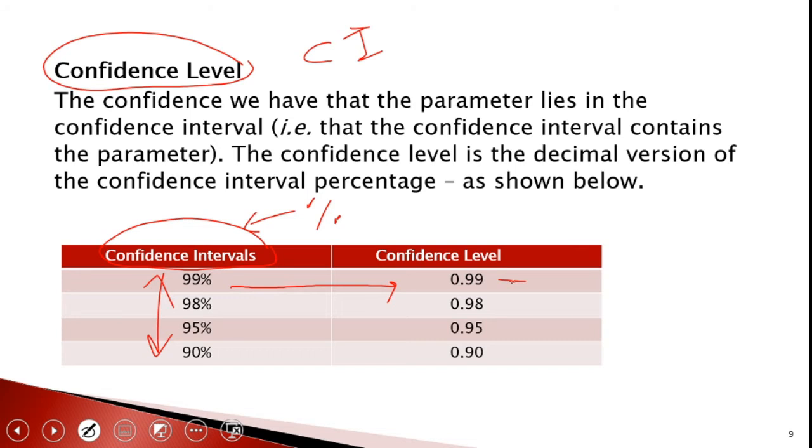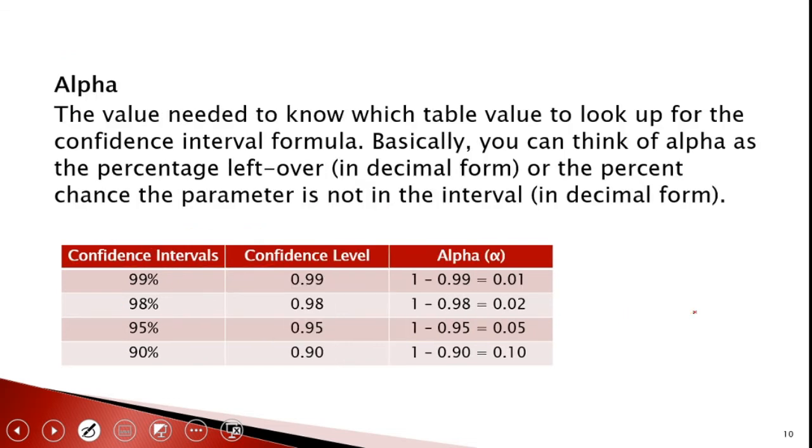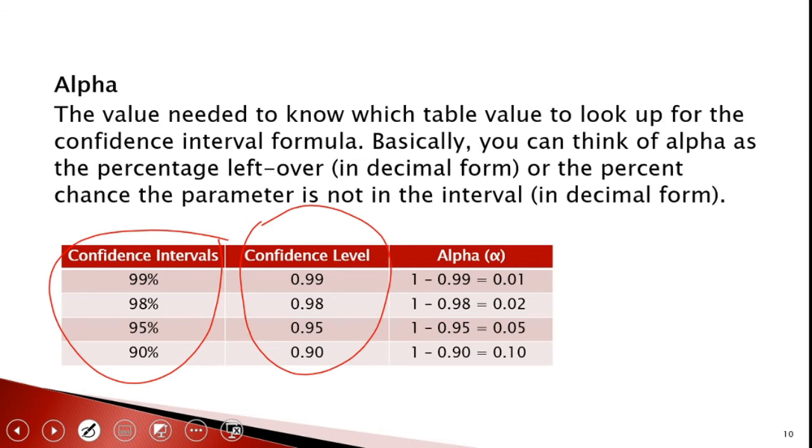Percentage, simply divide by 100, and you get the confidence level. Same as here: a 95% confidence interval means a 0.95 confidence level, CL. So always remember, confidence interval uses percentages, and confidence level uses decimals, like 0.99, 0.98, whatever, with respect to the confidence interval's value.